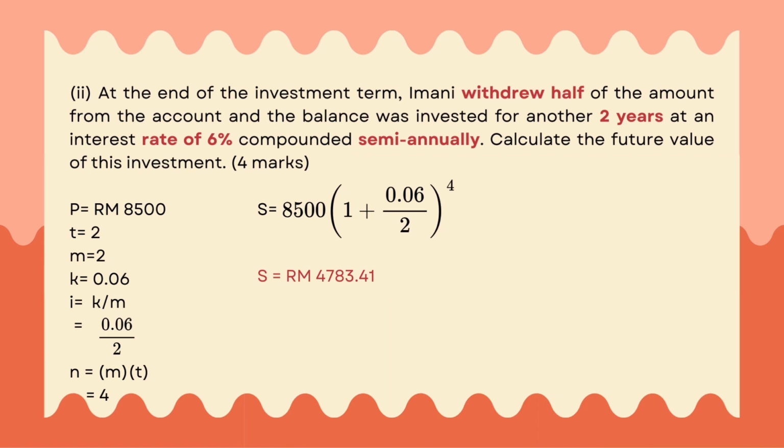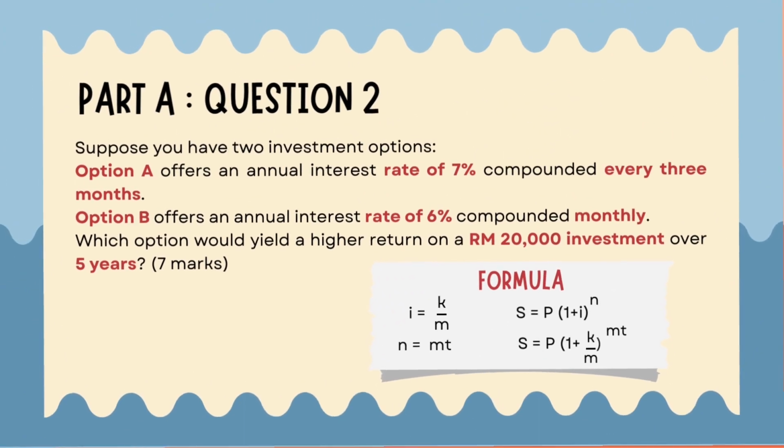Okay, so the second question is, based on the question, P equal to 8,500, T equal to 2, m equal to 2, k equal to 0.06, i equal to k over m, so 0.06 over 2, and n equal to m times T, so we get 4. This one is easier. S equal to 8,500 (1 + 0.06 over 2) to the power of 4, and then S we get 4,783 ringgit 41 cents.